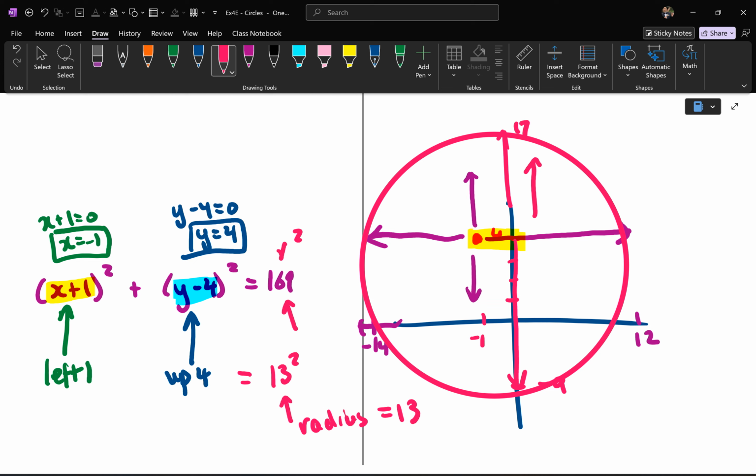No, just on the axis. You don't actually need to label the coordinates, the widths. You need the center though. The center must always have a coordinate. So our center should be labeled with -1, 4.